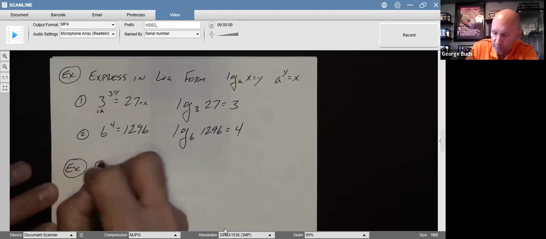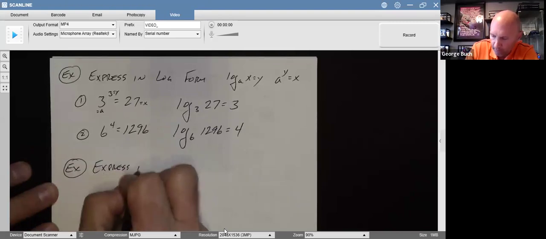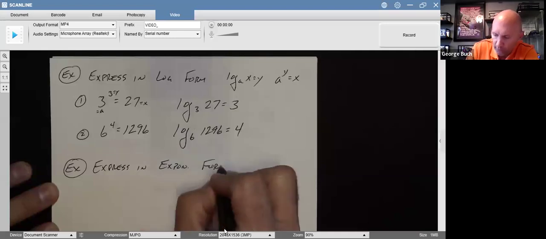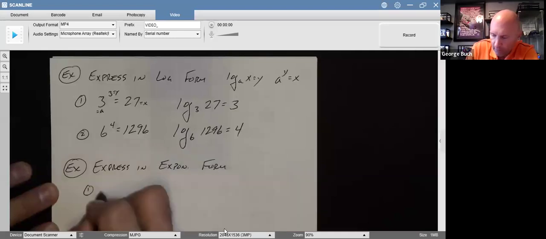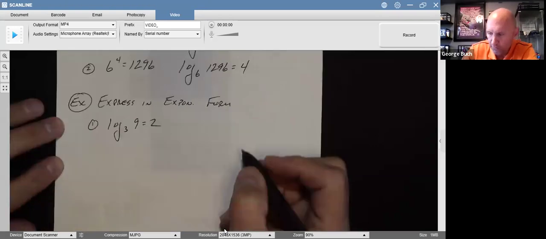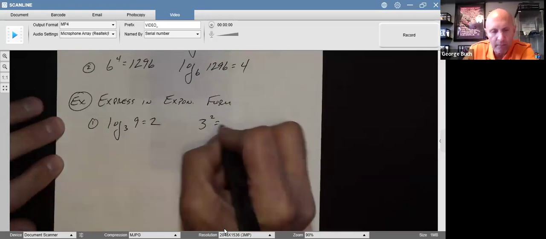What if we want to express in exponential form? So now going the other way. We're given log base 3 of 9 is equal to 2. Well, without the log function, this is the same as what? 3 squared equals 9.